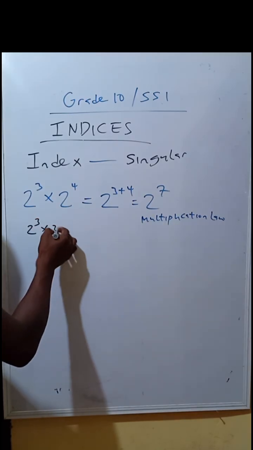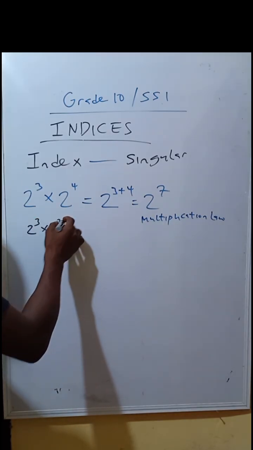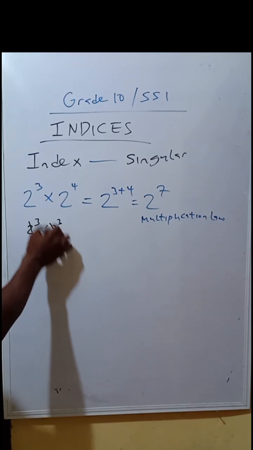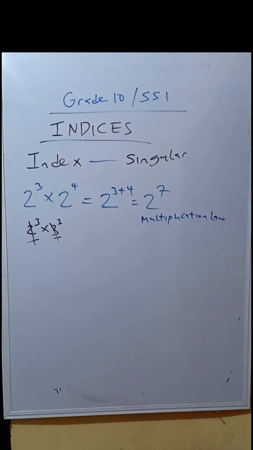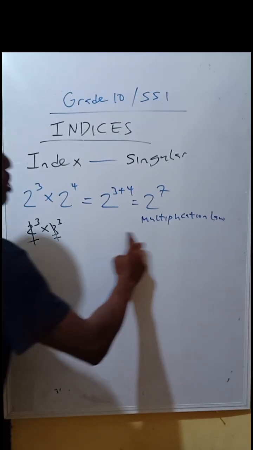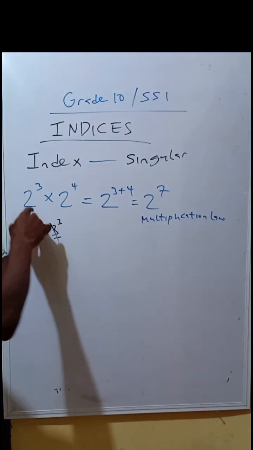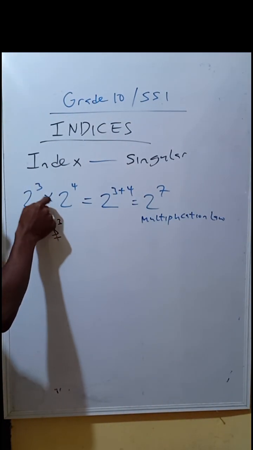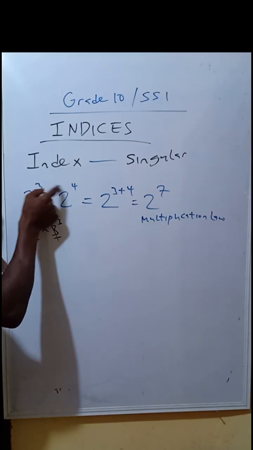Now, the law does not work when you have different bases. 2 raised to power 3 times 3 raised to power 3. These bases are different, so this law does not work. There's another way to solve this problem, which does not involve the use of this law. And what is the law? When you have the same base and you have to multiply them with different power, you add the power together.